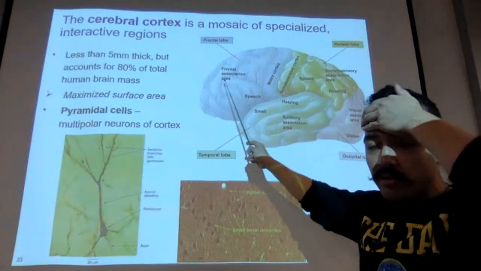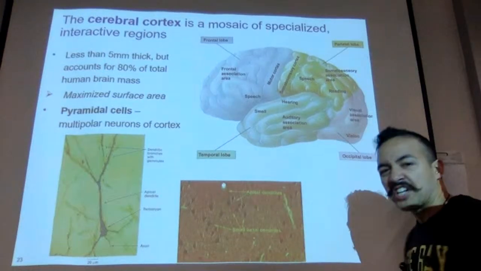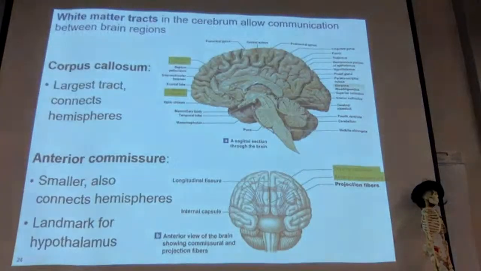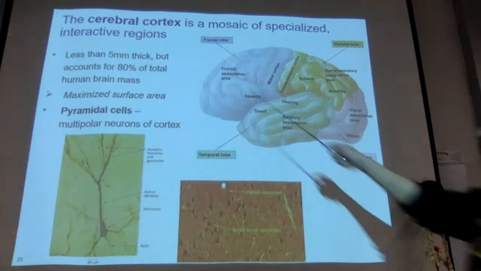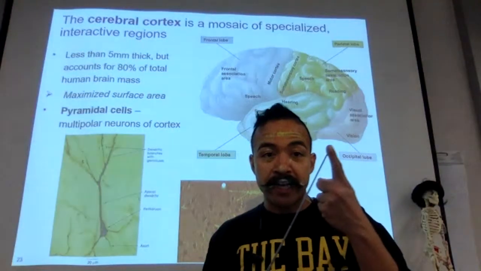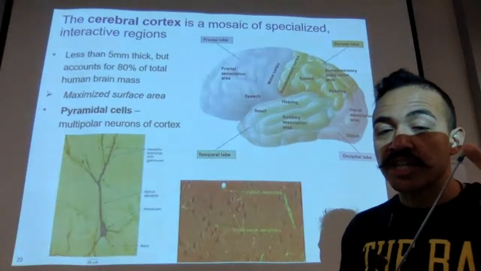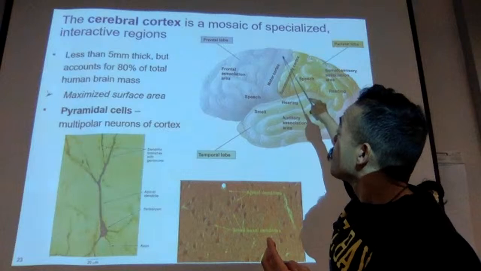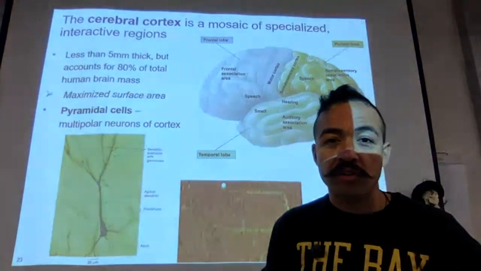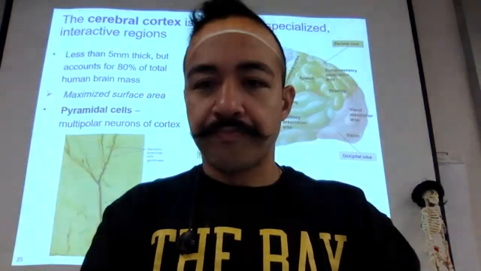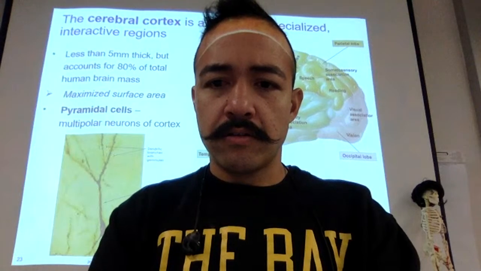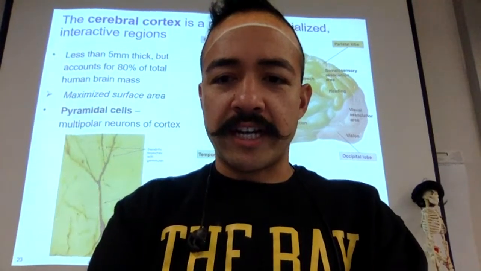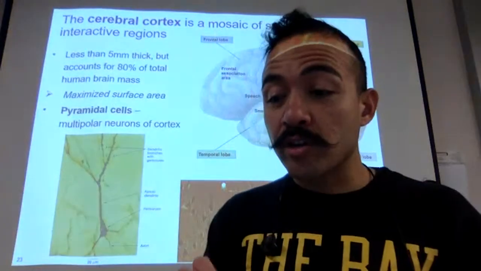You have the frontal lobe, which very generally is important for things like, did I go over this? Hold on. Yeah, the frontal lobe very generally is important for things like decision-making, speech, and also see this right here? This is called the primary motor cortex.